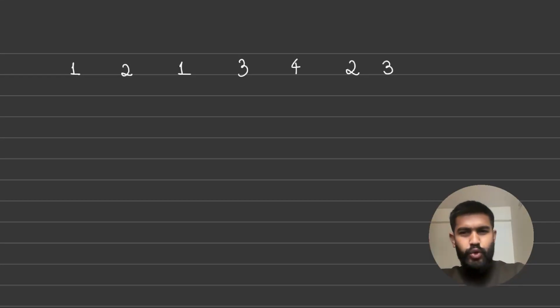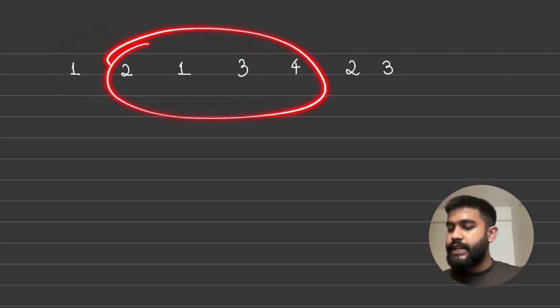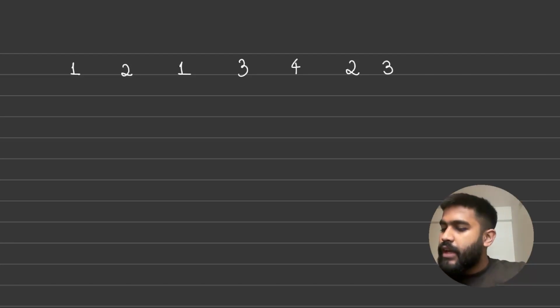Okay, the very first brute force approach we can have is, we can just consider all windows of size k. First, we can consider this, then this, then this, and then this. And then we can have the count of distinct elements. We can simply insert all of them in a map and the number of keys in the map would be the answer. So what would be the time complexity of that approach?